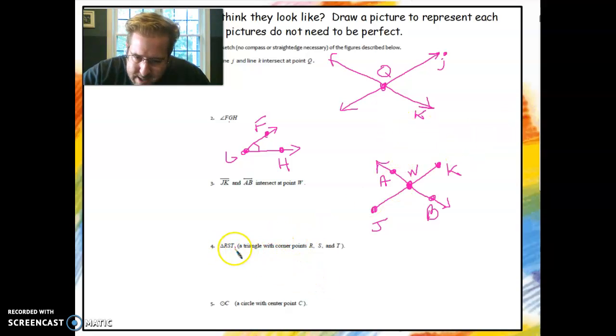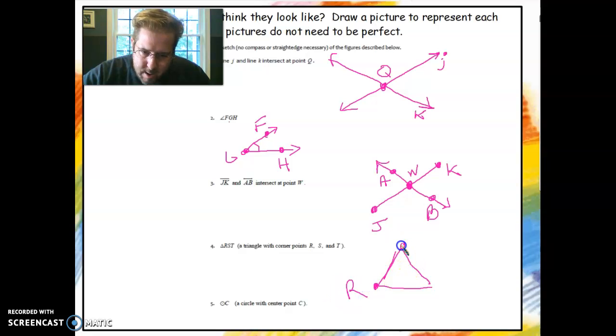Triangle RST, a triangle with corners R, S, and T. Okay, it can be any kind of triangle we want, so that's easy enough. So I'm going to put R here, S here, and T here. And once again, the order does not really matter.